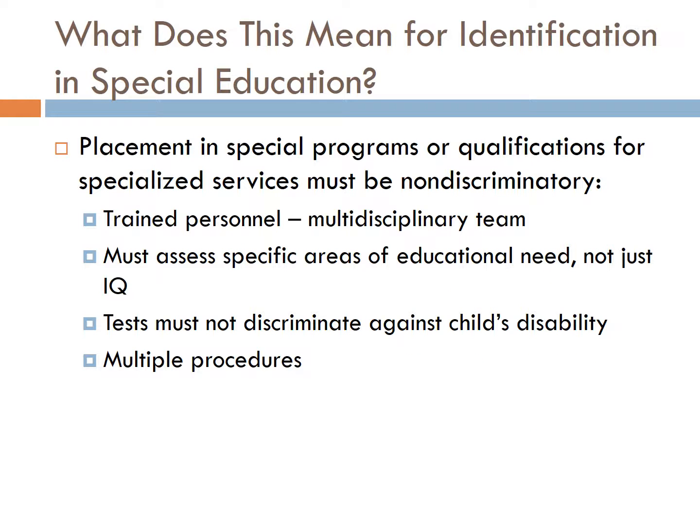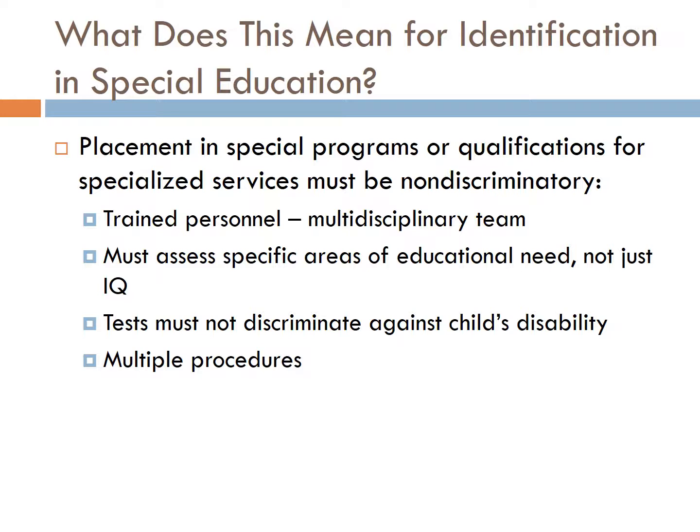So what does all this mean for identification in special education? It means that placement in special programs or qualifications for specialized services must be non-discriminatory. And there are 4 precepts that go along with this. It has to be done by trained personnel. So when you identify students, you have to have a multidisciplinary team. So you might have the classroom teacher, you might have a special education teacher, a guidance counselor, the parent, etc.